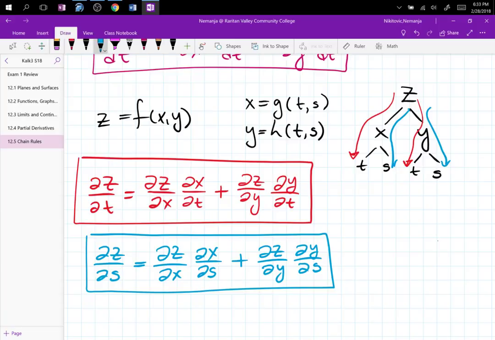Chain rules, it's the same problem, right? These formulas are different. They use different variables, parameters, in this case, t and s. So you are going to have multiple formulas for the same problems, depending on what is needed.